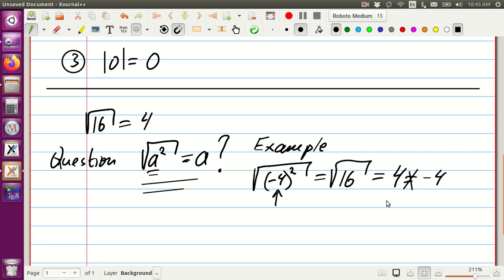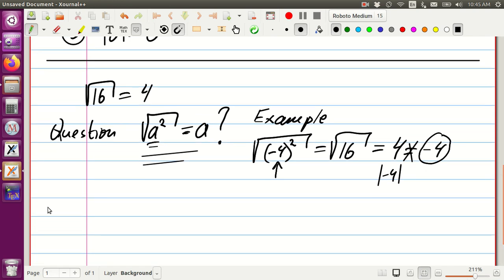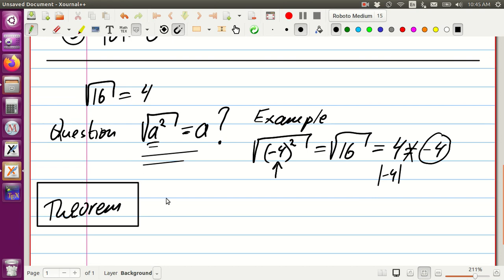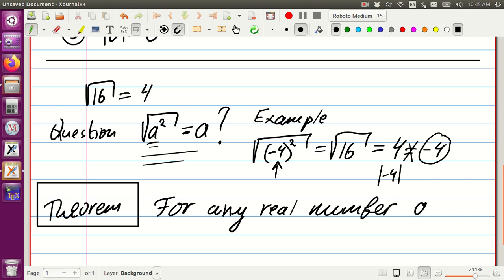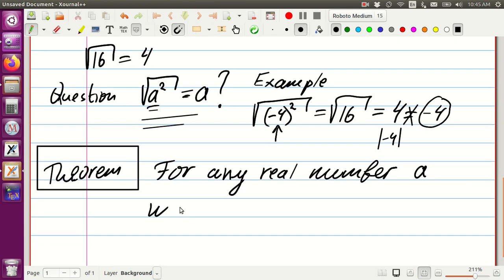If we would have negative 4 over here at the end as our answer, we can make it into a positive number by putting an absolute value. So using this idea, we can create the following rule. In mathematics, rules are usually called theorems. So we'll say that for any real number a, we have square root of a squared equal to the absolute value of a, and this would be the rule.